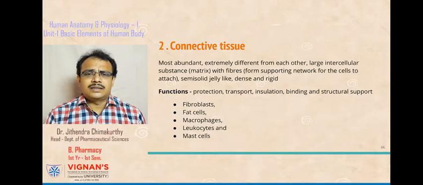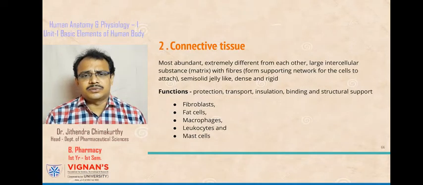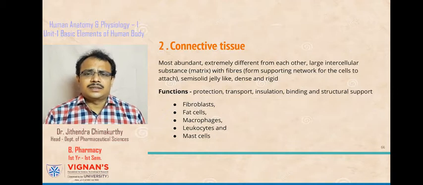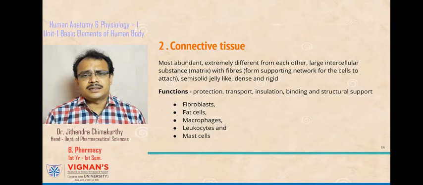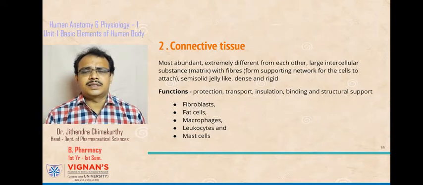There are different types of connective tissue, and based upon the function of this tissue, the intercellular matrix differs, which gives a dense or rigid nature to a jelly-like nature to the tissue. The main function of connective tissue is that it is involved in binding or structural support, protection, transport, and insulation.